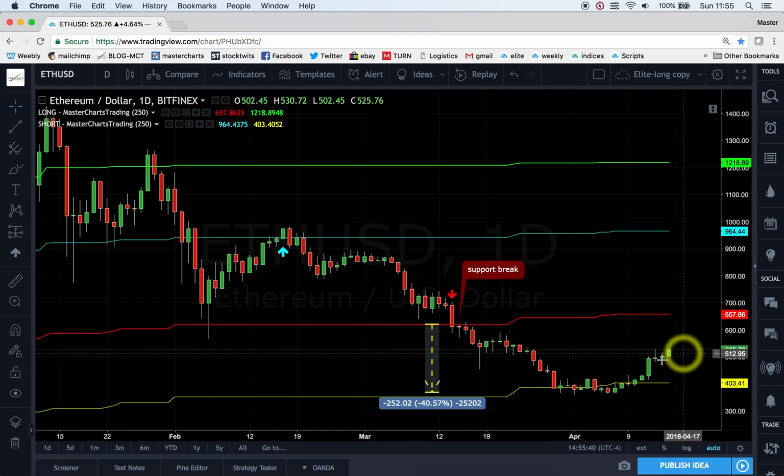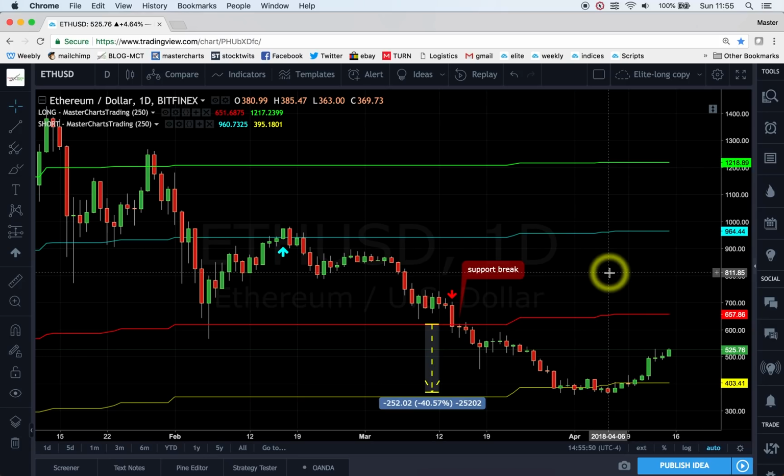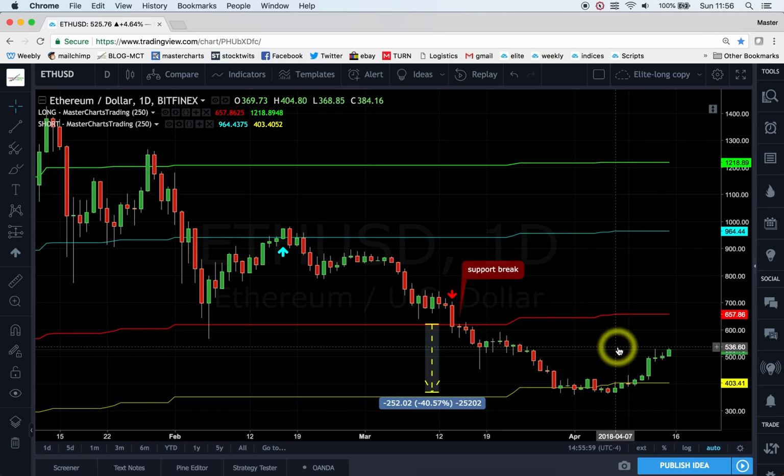Ethereum, ETH/USD. Notice there was a support break right there below this red line on the 14th of March. Notice what happened afterwards. You saw a drop of 40% more. Same thing, we're bouncing, but I think this is a dead cat bounce for now. We'll see what it does later on.